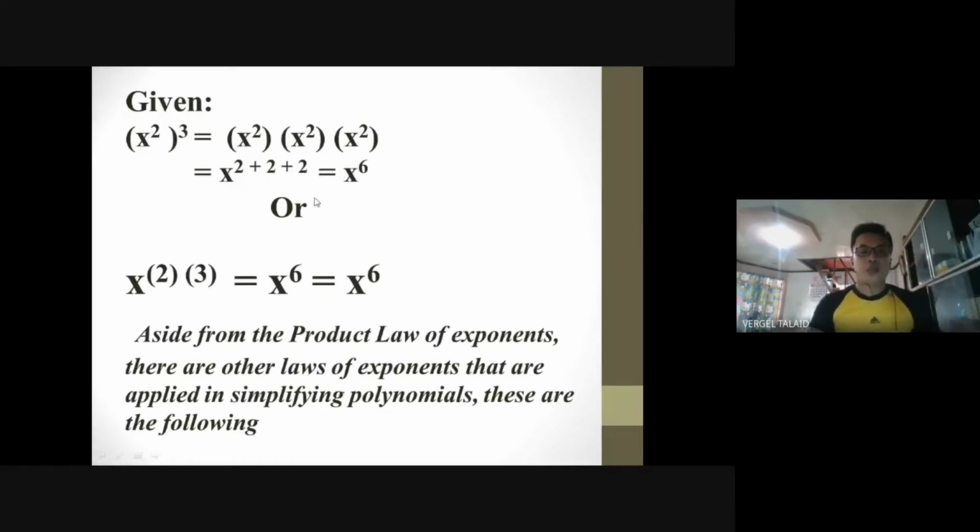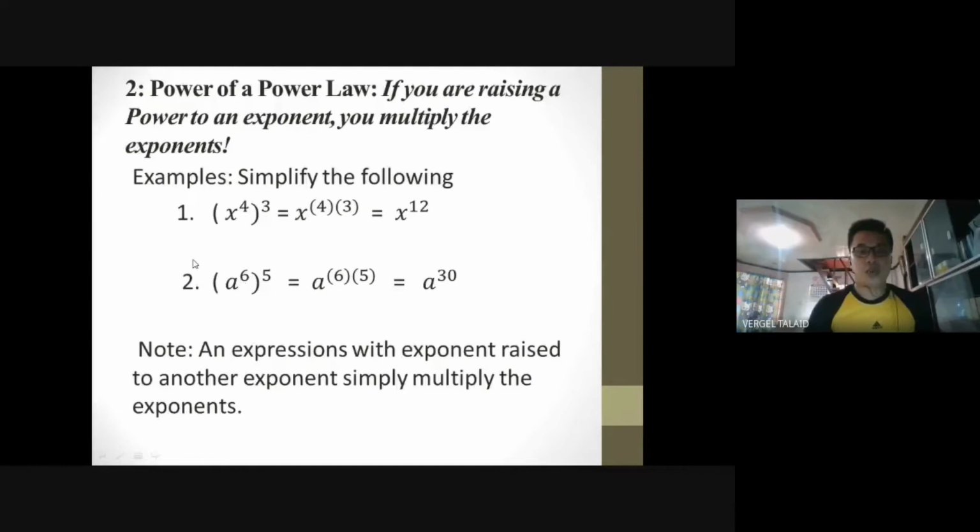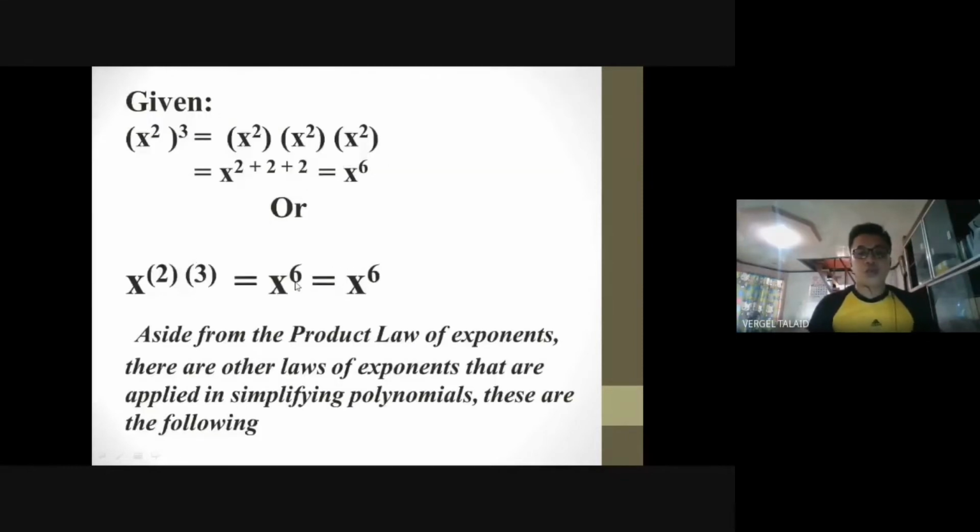Or instead of adding all the exponents, you can also multiply directly 2 by 3. 2 times 3, that is x to the power of 6. So we have the same result. This will lead us to another law of exponents.